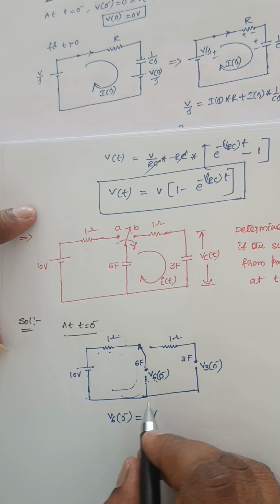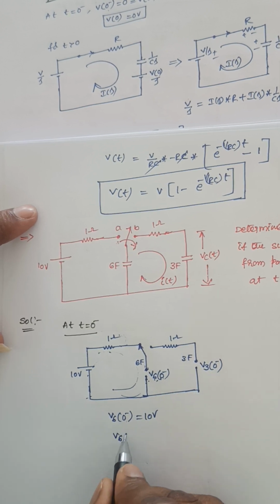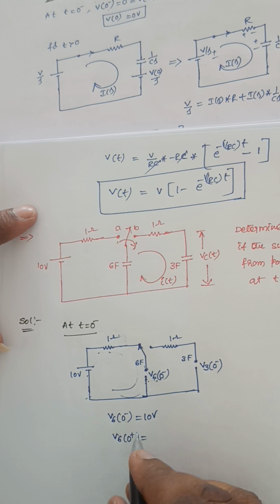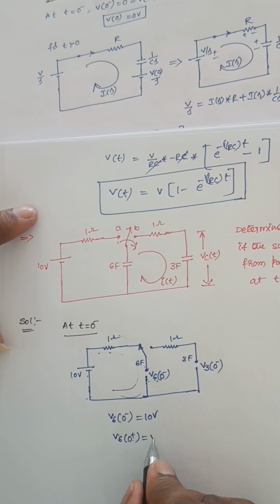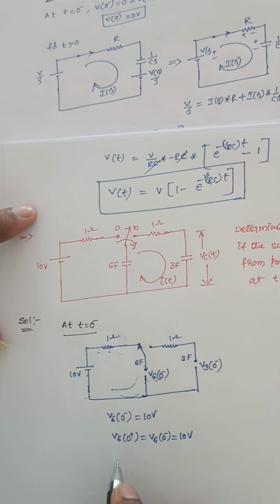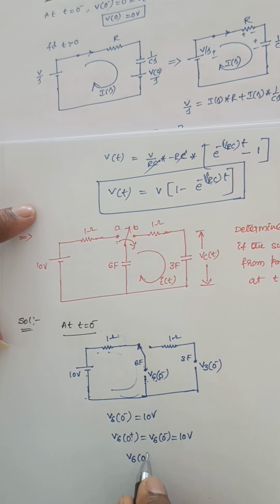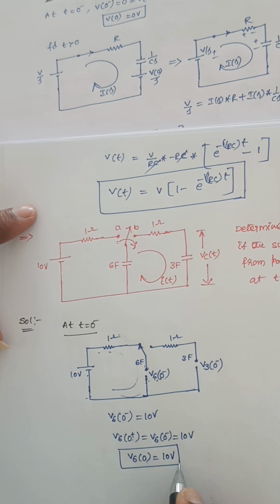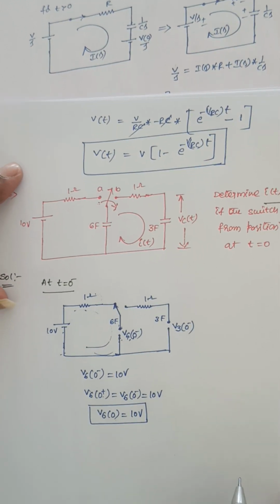And we know that at t equals 0 plus, the capacitor doesn't allow sudden changes in voltage. So V6 of 0 plus is equal to V6 of 0 minus, that is equal to 10 volts. And we know that V6 of 0 is the same 10 volts. So it is the initial voltage, we found it.